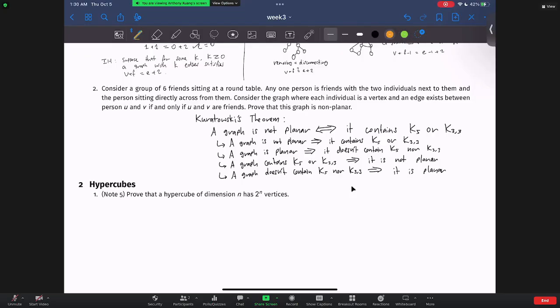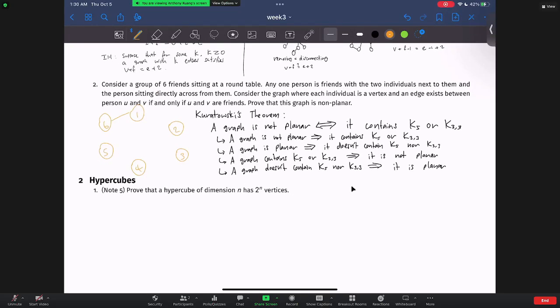All right, let's get to actually modeling this problem. So we have a group of 6 friends. I'm just going to label them as vertices. And any one person is friends with the 2 individuals next to them, and also the person sitting directly across from them. So for example, person 1 is friends with person 6 and person 2, and also person 4 who is across from him. So I'm just going to do this for every single person until I run out of edges like that.